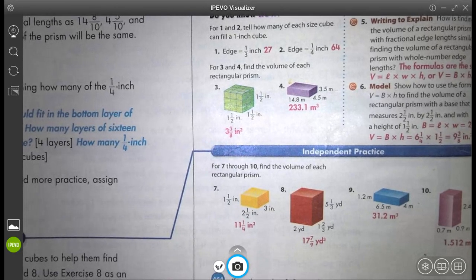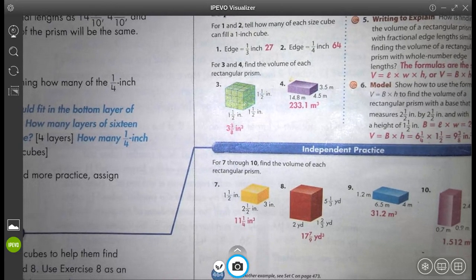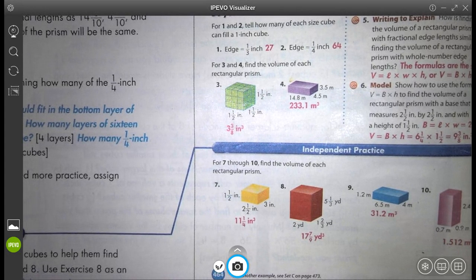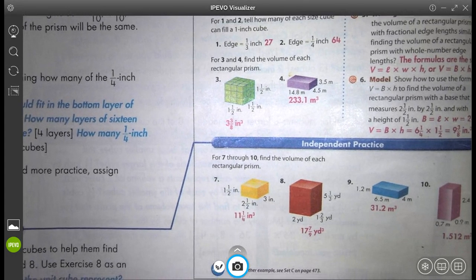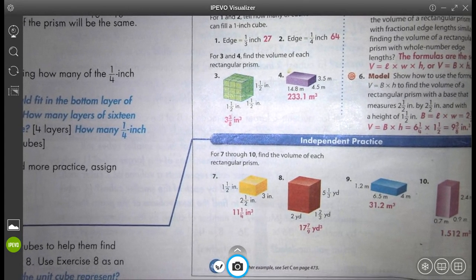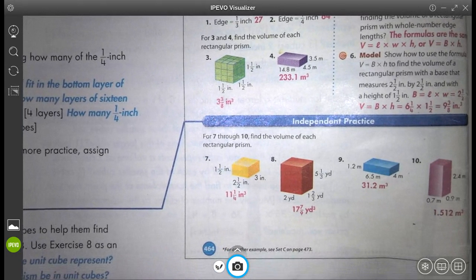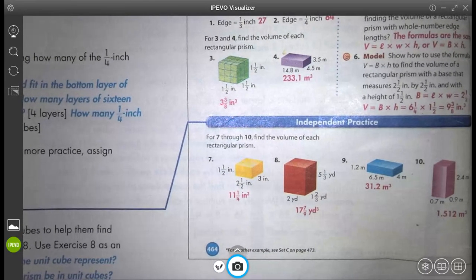Also, guys, make sure you're writing the proper units, right? These are cubic units because it's volume. Volume is always in cubic units. So 17 and 7/9 cubic yards. Number nine is 31 and 2/10 cubic meters. And lastly, number 10 is 1 and 512 thousandths meters cubed.